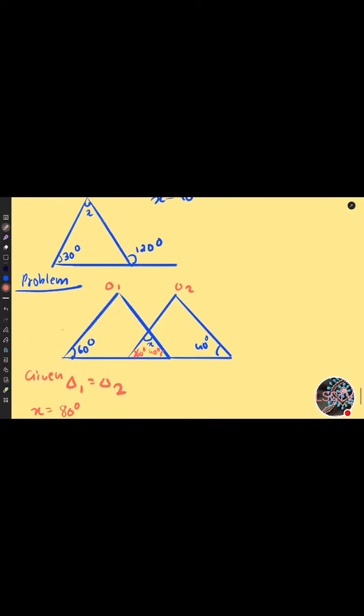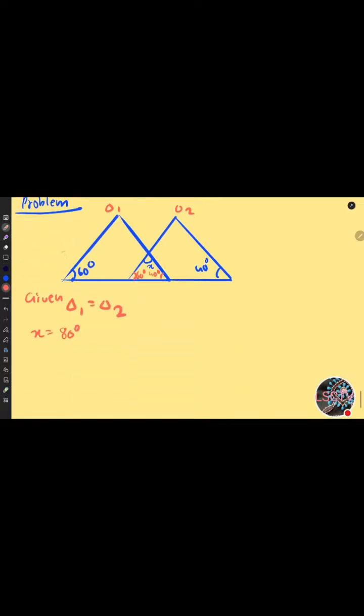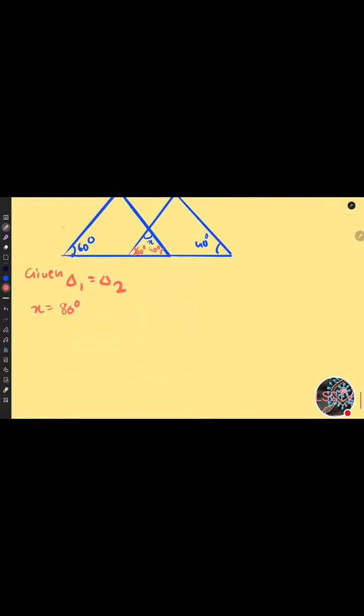Fine. If I extend this line, this is also 80 degrees. This is also corresponding. Right? Yeah, extend that line. This is also corresponding, so it's 80 degrees. It has the same angle, just that it is a little small. Chota bhaiya. Fine.